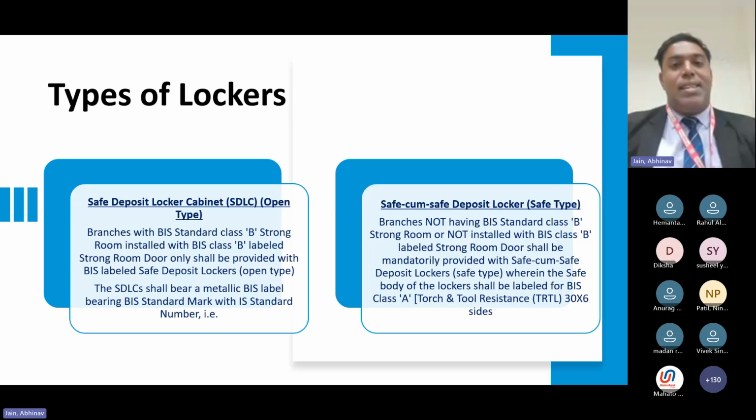Okay, let us discuss the types of lockers which we have in our bank. First is the safe deposit locker cabinet, open type, and the safe deposit locker, which is safe type. Where BIS standard class B strong rooms are installed with class B labeled strong room doors, there are SDLC lockers. Where class B strong rooms are not there, or BIS class B labeled strong room doors are not installed, in such a case, safe deposit lockers, safe type, are installed. Remember it like this.